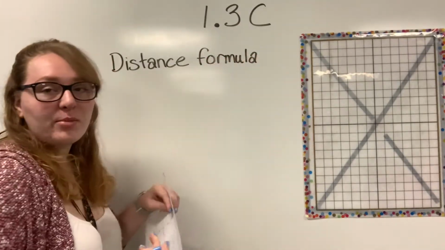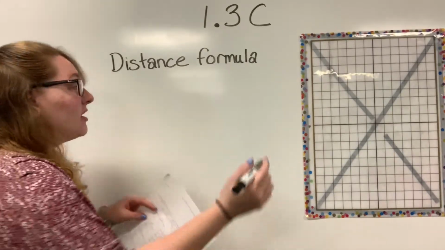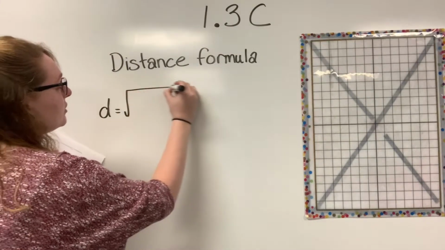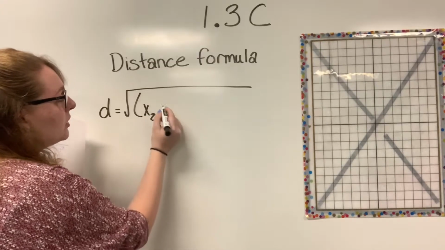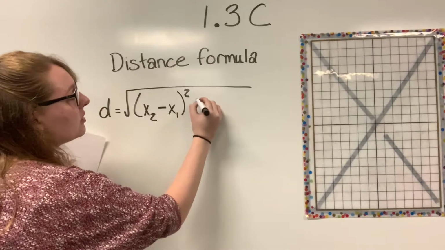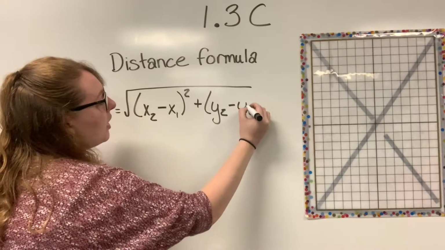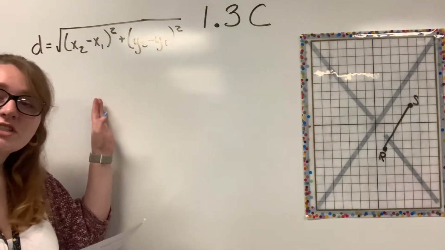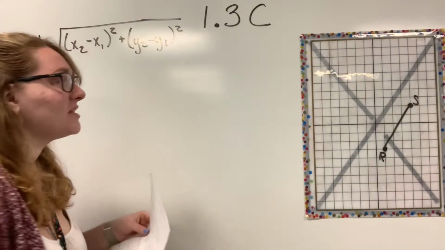And the distance formula is to find the distance between 2 points on a graph. The distance formula is d is equal to the square root of x2 minus x1 squared plus y2 minus y1 squared. I'm going to leave our distance formula right up top so we can always reference it. Let's jump right into the first example.